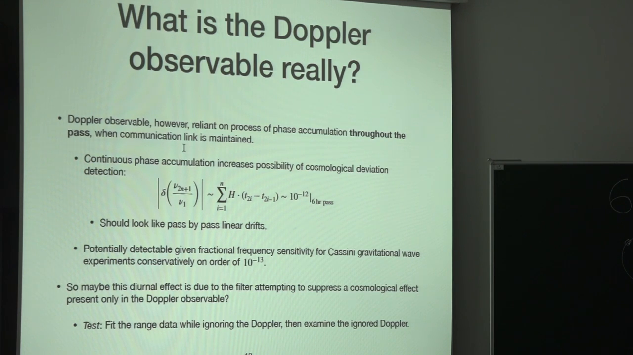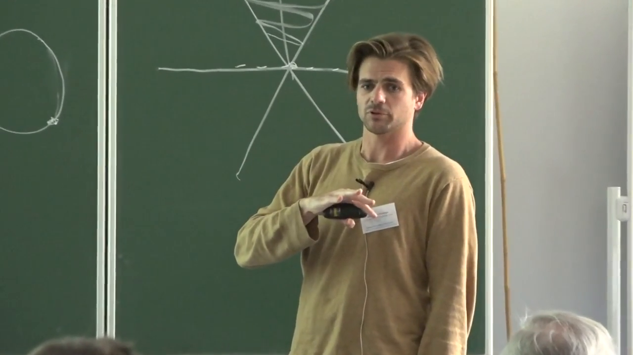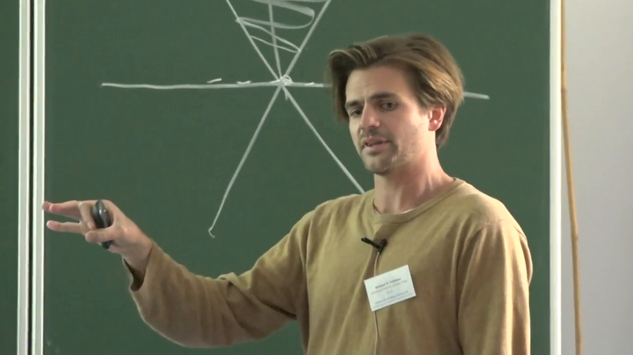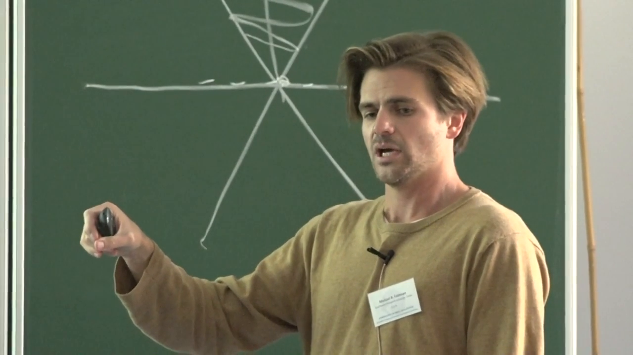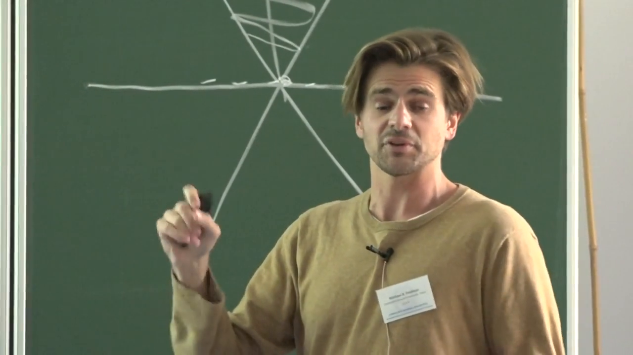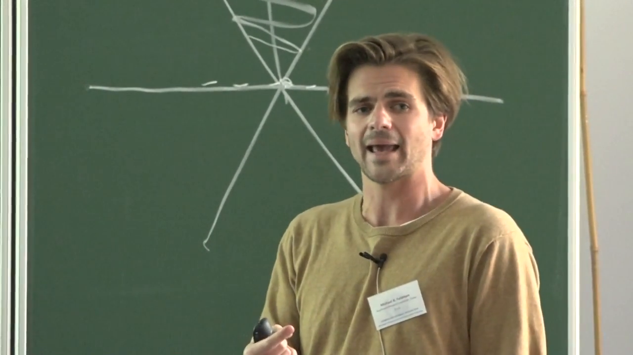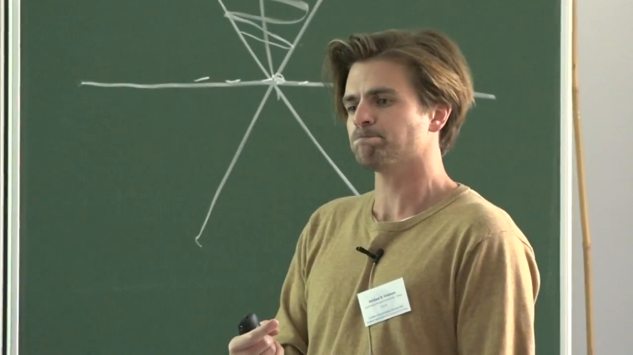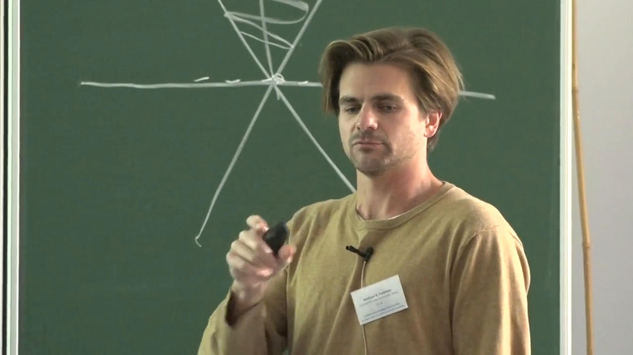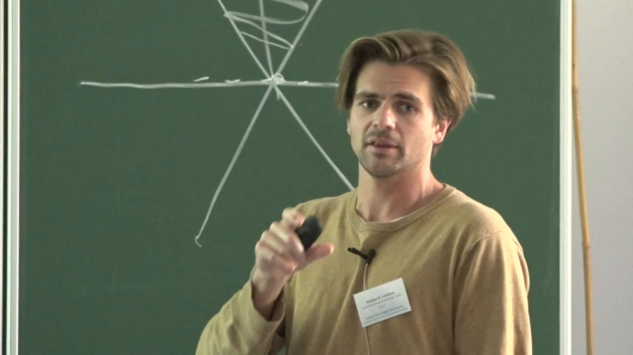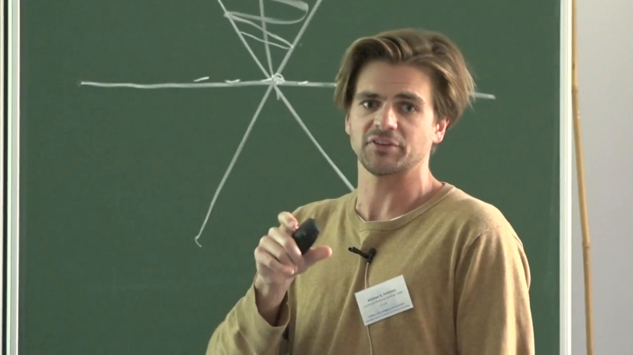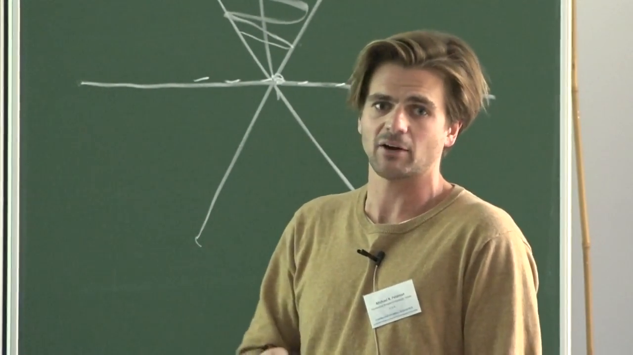If this is correct and this cosmic signature is in the Doppler but not in the range, then it would make sense to fit the range, not the Doppler, ignore the Doppler, use that fitted range solution as your physical trajectory, and then look back at any possible residual patterns in the ignored Doppler and see whether or not they're cosmic signatures that aren't physical.